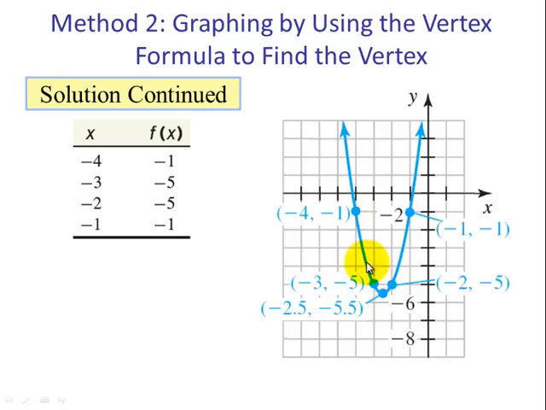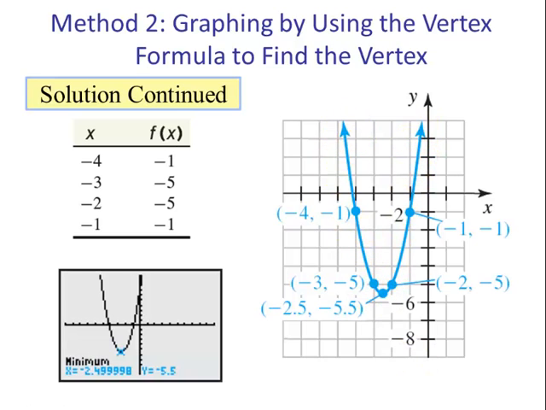Here's another point to the left of the vertex, and here's the point to the right. And we see our parabola. We can use the graphing calculator to verify the vertex. We put the equation in y1, and then we hit second trace and select minimum, and the calculator is very close to negative 2.5.